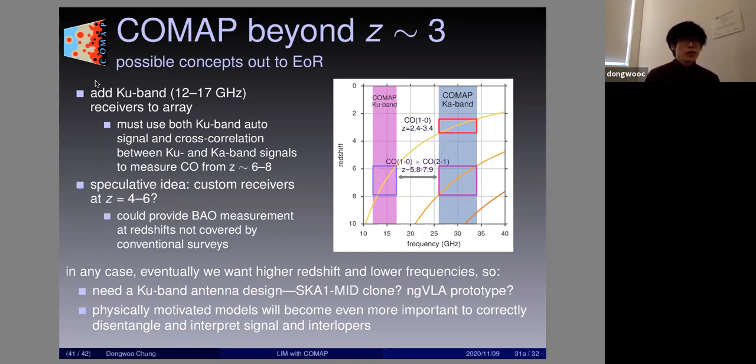But even setting aside the hardware challenges, I think we will need improved modeling of the CO signal at high redshift. It's going to be necessary to have physically motivated models to really disentangle signal from interloper, as well as interpret the signal properly, put it in a proper physical context that makes sense alongside all these other observables, alongside more conventional galaxy surveys and their results.